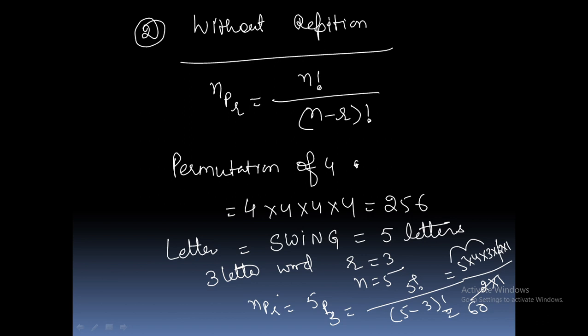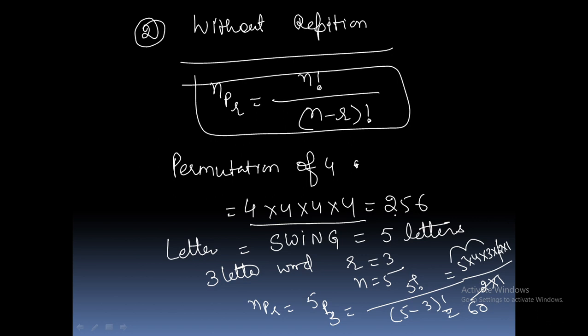If you want to find a permutation without any repetition, then you can use this formula: nPr is equal to n factorial over (n minus r) factorial. Here we find the permutation of 4. The number of times is not given, so we can consider it 4. 4 multiplied by 4 multiplied by 4, that is 256. Now the next example is given here.